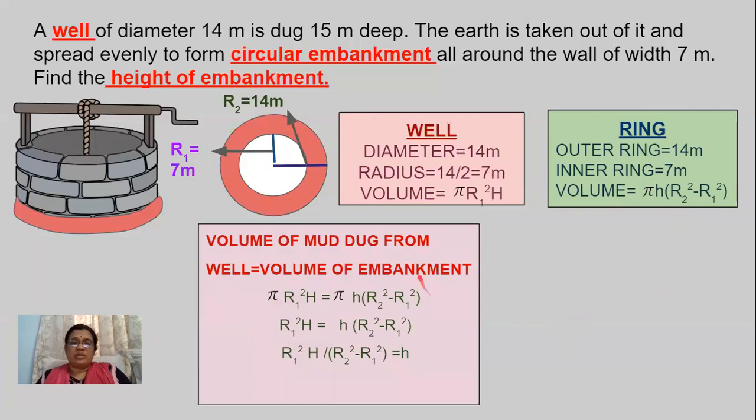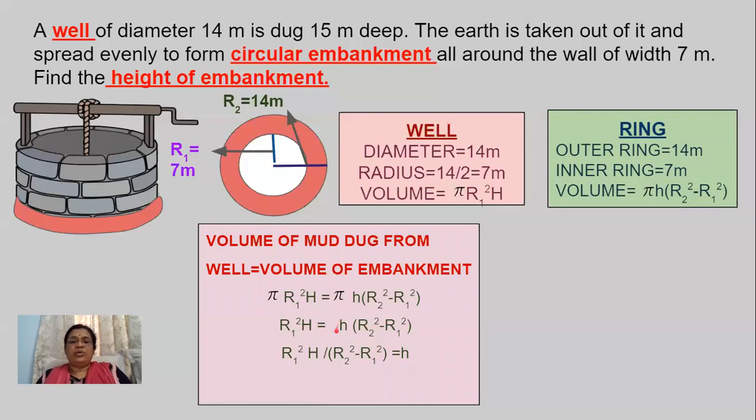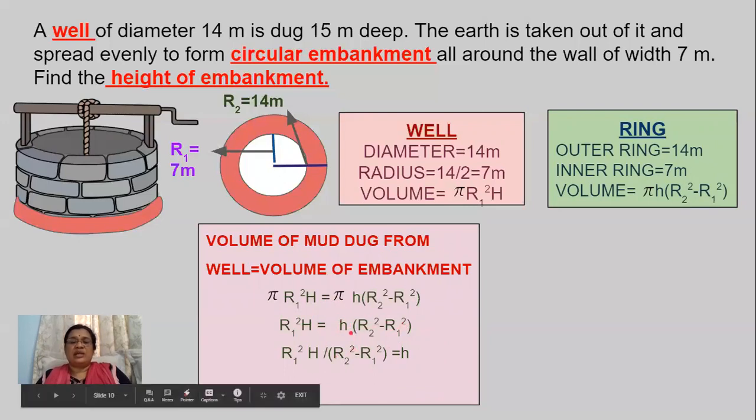So what will be the formula? See here, the volume of the mud dug from the well will be equal to the volume of the embankment. And here the width of the embankment is given, and you have to find out the height of the embankment. See here, the volume of the well. So this, and here the volume of the embankment, hollow cylinder. See here, R2 square minus R1 square. In this step again I have cancelled the pi values, and you will get it like this. This height you don't know, so you bring this to the other side, so the h value will be like this. So let us solve the problem.